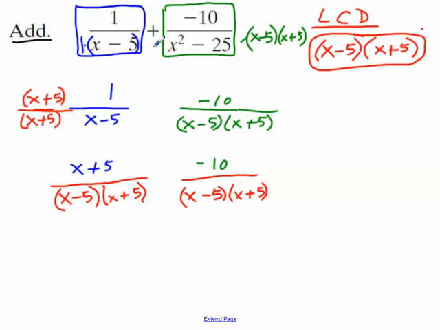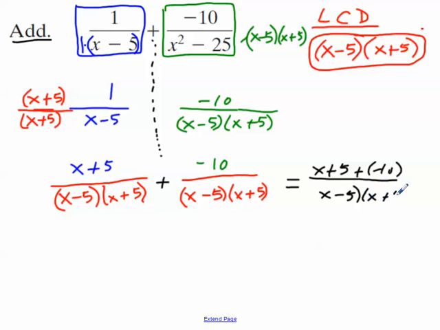And now I've got to take my plus sign and put my plus sign between them, and now say, can I add them up? Up here in my original fraction, I couldn't add them up because I didn't have common denominators. Down here in my multicolored fractions, I do have common denominators, so now I can just add them up. What I do is I add up my numerator, x plus 5 plus negative 10, and the denominator stays the same, over x minus 5 times x plus 5.